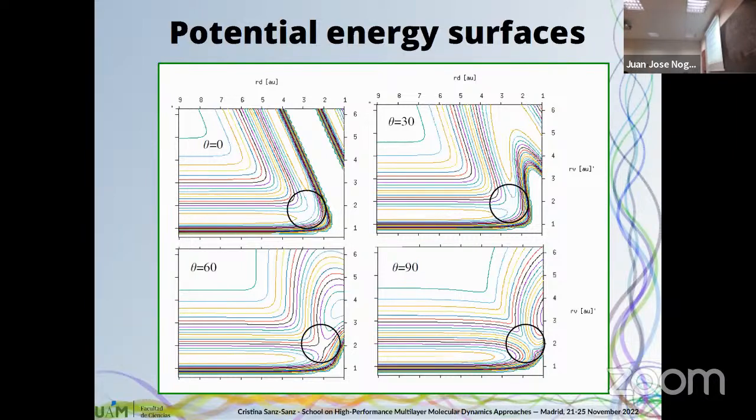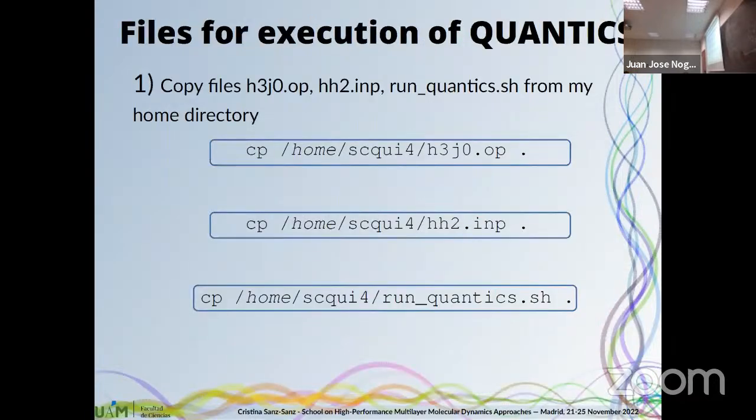So now we are going to start actually thinking about running quantics. Now we have the potential, so we have all set. And what I want you to copy again, from my home directory, are these three files: h3j0.op, hh2.inp, and runquantics.sh. Please copy them into your home directories first.